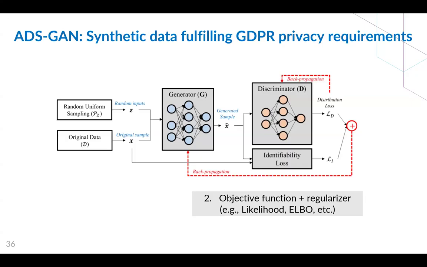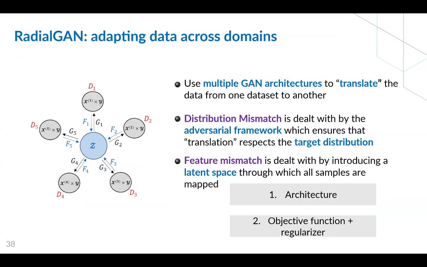One of the approaches is called RadialGAN. So in this RadialGAN architecture, it tries to use multiple GAN generators to translate the data from one domain to the other domain. And it tries to solve the distribution mismatch by using the adversarial framework that ensures that the translation respects the target distribution. And it addresses the feature mismatch by introducing a latent space through which all samples are mapped. So as we can see here in RadialGAN, it basically changes the architecture. Instead of having one discriminator and one generator, it actually has this star-shaped diagram with multiple generators and discriminators. It also changes the objective function and regularizer, basically adding additional loss to ensure the consistency of translation.